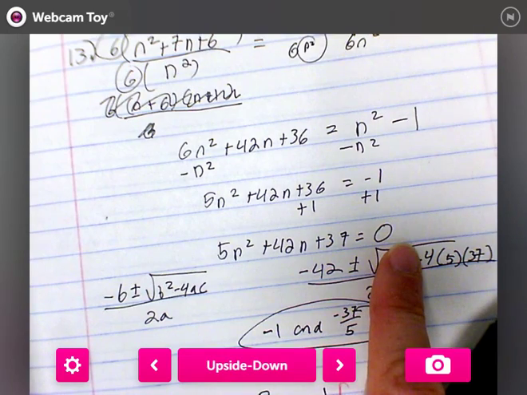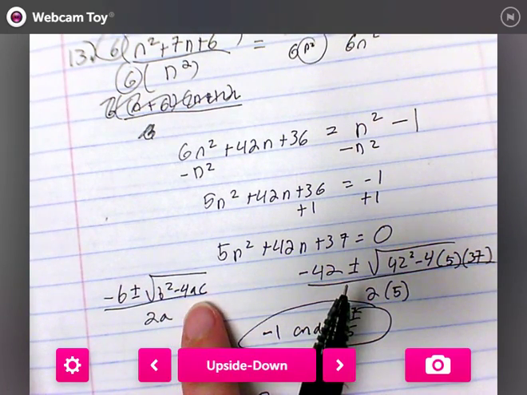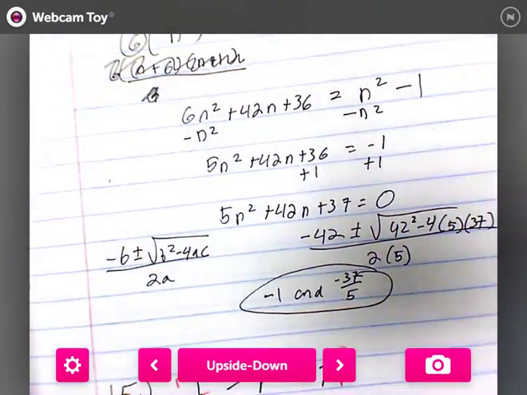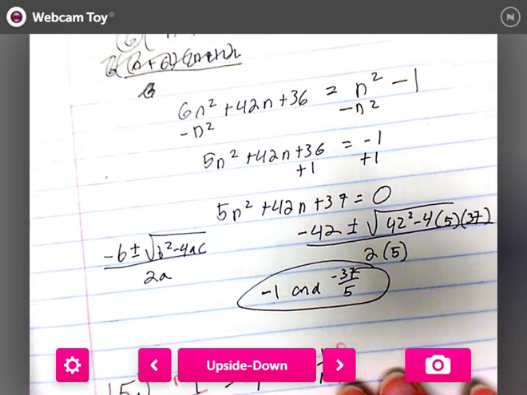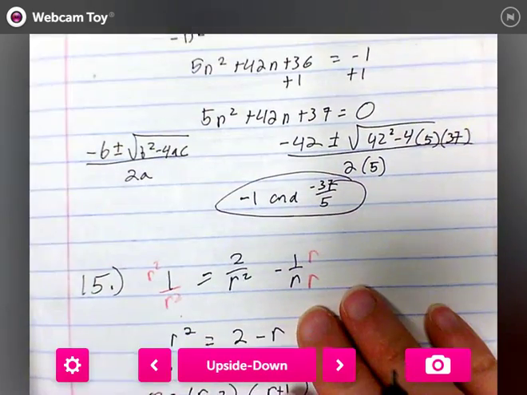Instead of factoring, I put it in the quadratic formula. And get two answers, -1 and -37/5, which is why I wouldn't give you one like this. I'd make it easier to factor. Okay? I'm going to move it up just a little bit. I know some of you are still writing it down. I'm just going to move it up just a little.